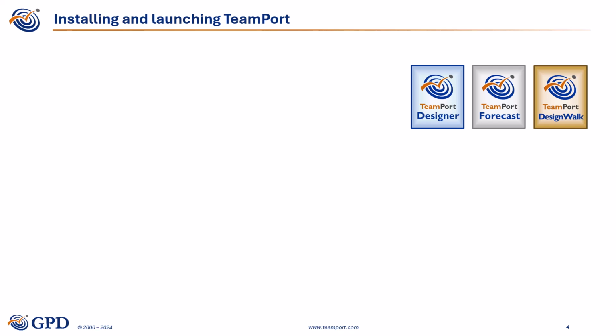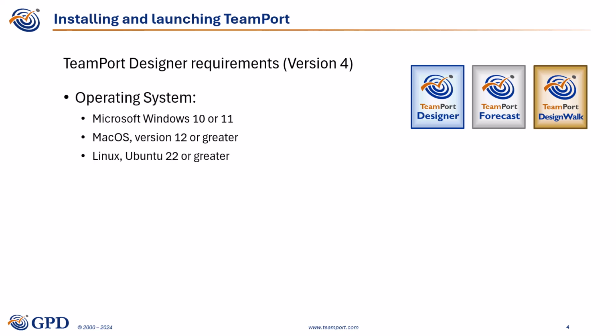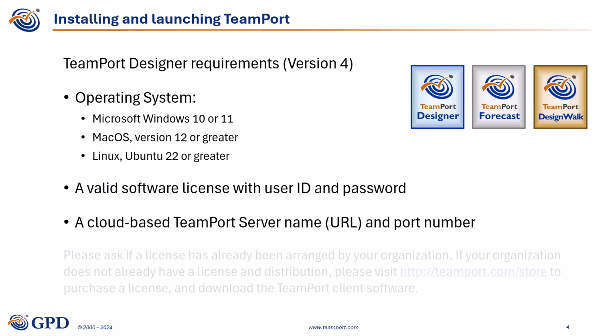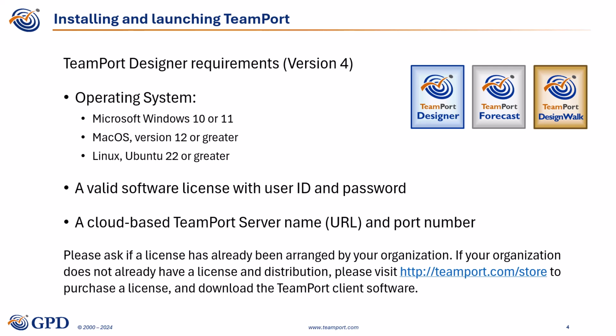Let's review a few requirements for the fourth generation of TeamPort. TeamPort runs on one of the following operating systems: Microsoft Windows versions 10 or 11, a recent Mac OS version 12 or greater, or Linux, for example Ubuntu. Also, your TeamPort license provides an initial user ID and password, and the host URL and port number of a cloud-based TeamPort server. Please visit teamport.com if you have not already acquired a license. There you can also download the software.